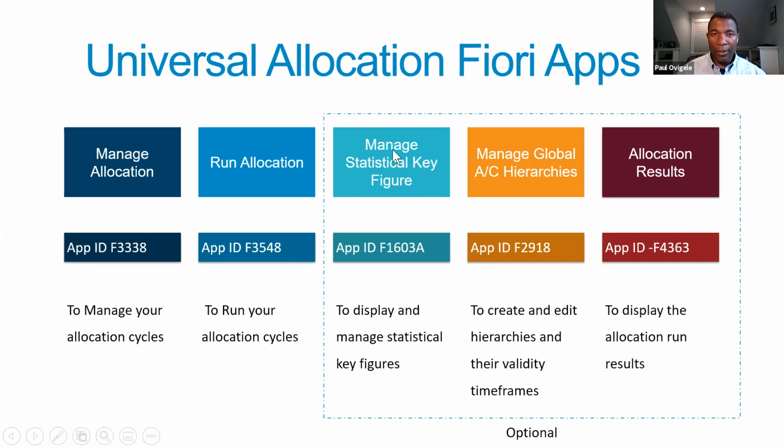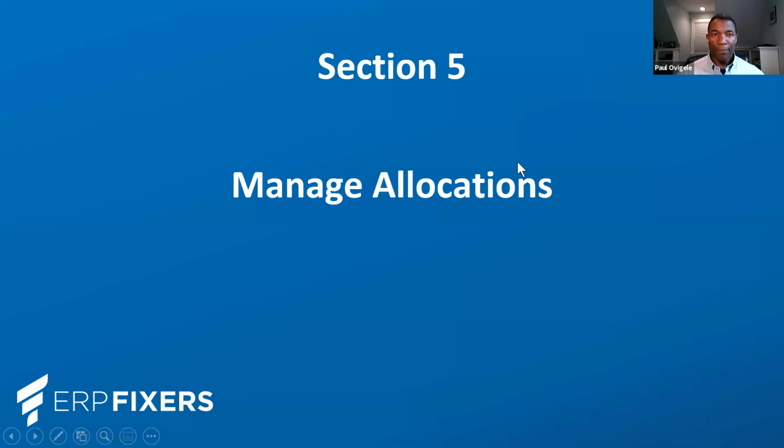And I mentioned managing statistical key figures is its own app as well as global hierarchies. These are not part of universal allocation, but they are typically used in universal allocation. So you could have an allocation that doesn't have a statistical key figure and doesn't use global accounting hierarchies, but it's very normal to have those as part of your allocations.